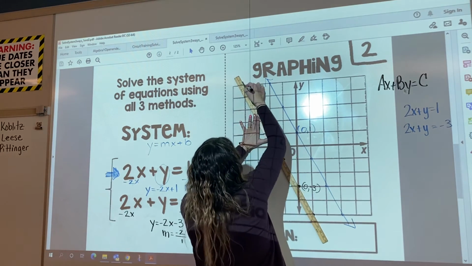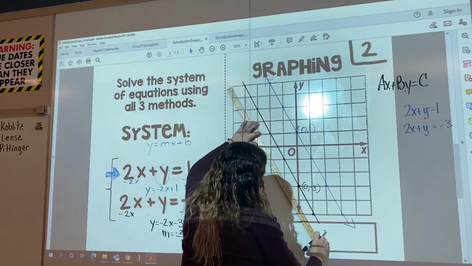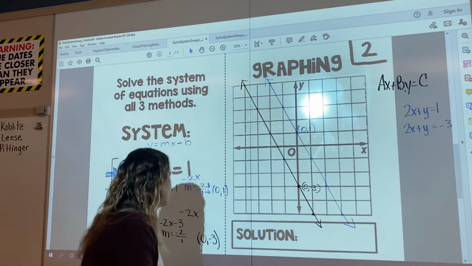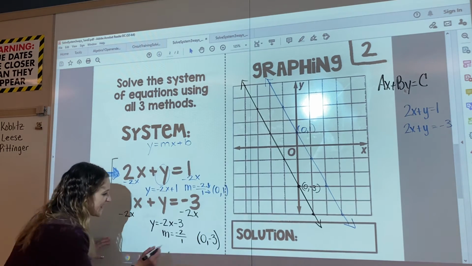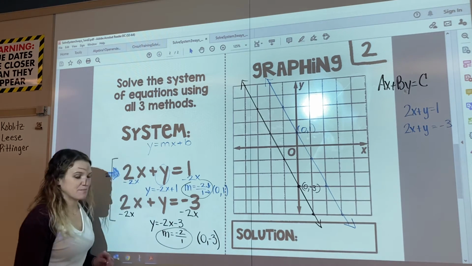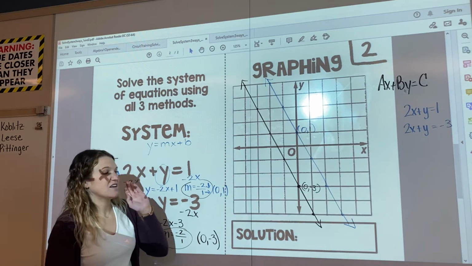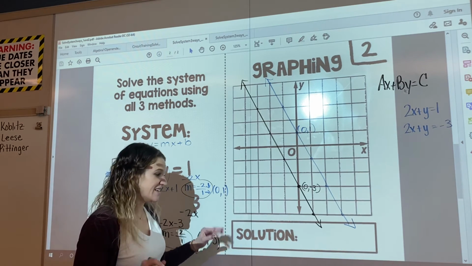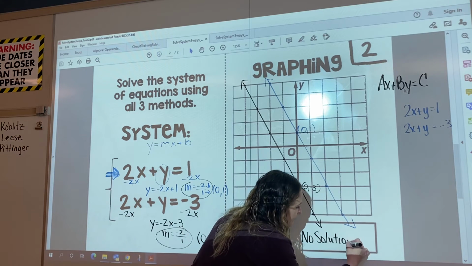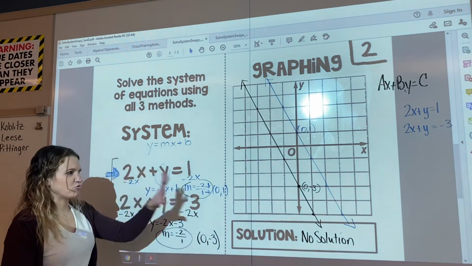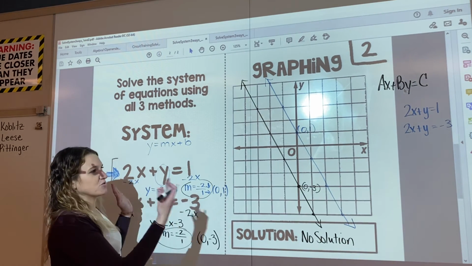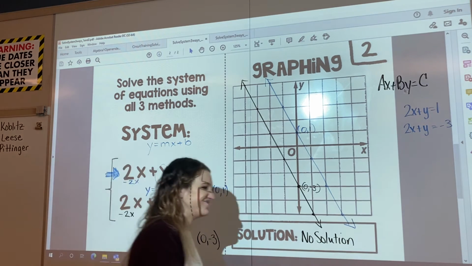Now I could tell before I graphed the lines that these were going to be parallel lines and that they were never going to intersect. The reason I knew that was because they had the exact same slope. And I know that parallel lines have the same slope. And since these two lines are never going to intersect, that means our solution is no solution. So that's how that would look if we graphed it. But how would it look if we use substitution or elimination? Well, let's find out.